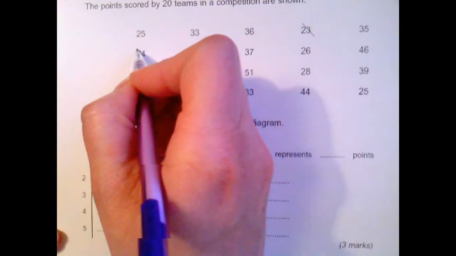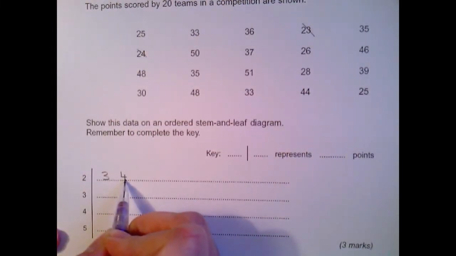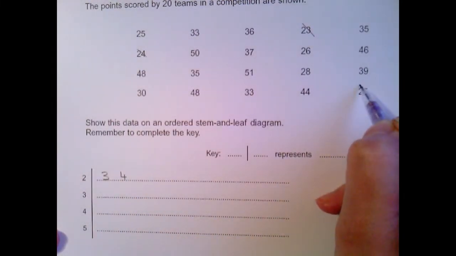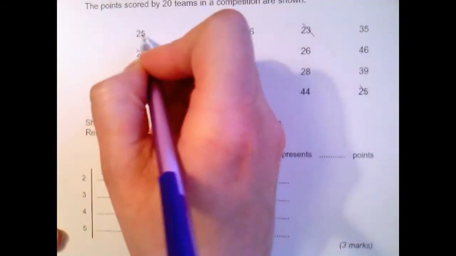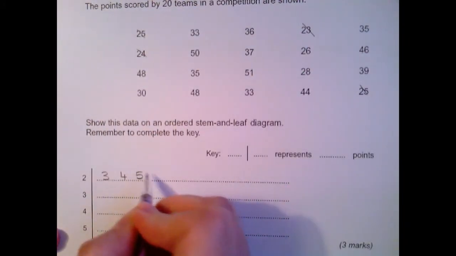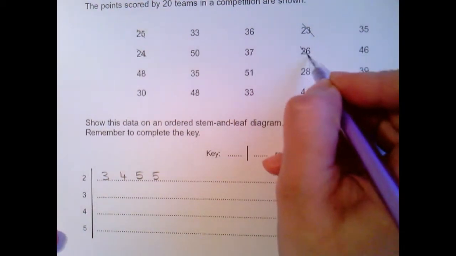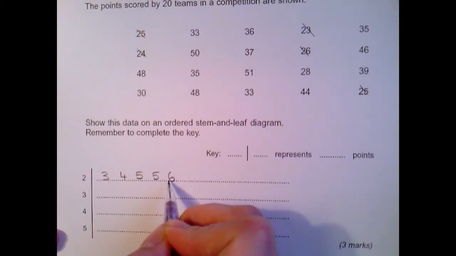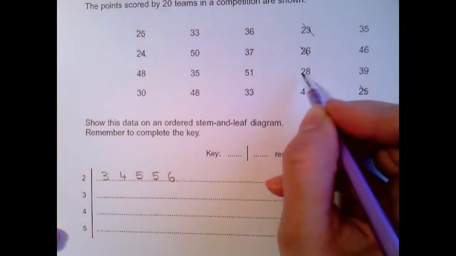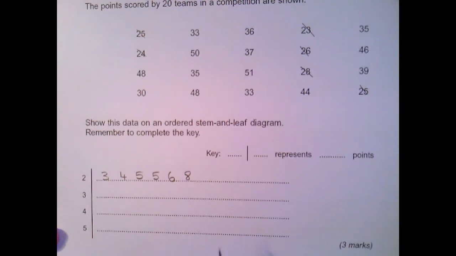And then after that there's a 24, so you put a 4 down for that one. Then there's 25 and 25, so 5 and another 5. Then the next one after that, any 26s, there's a 26, so put a 6 down. There's no 27s, so next would be 28, so you put an 8 down.